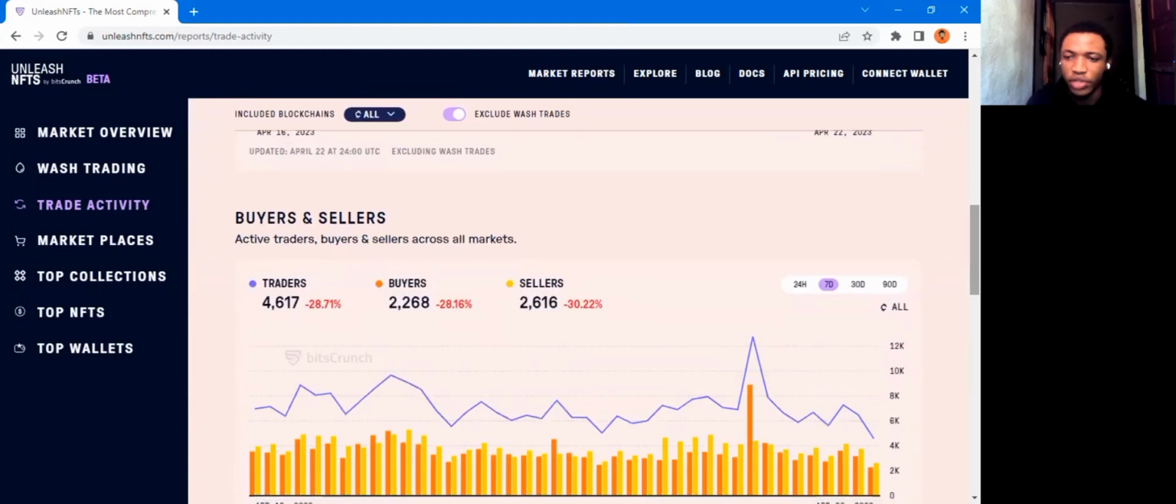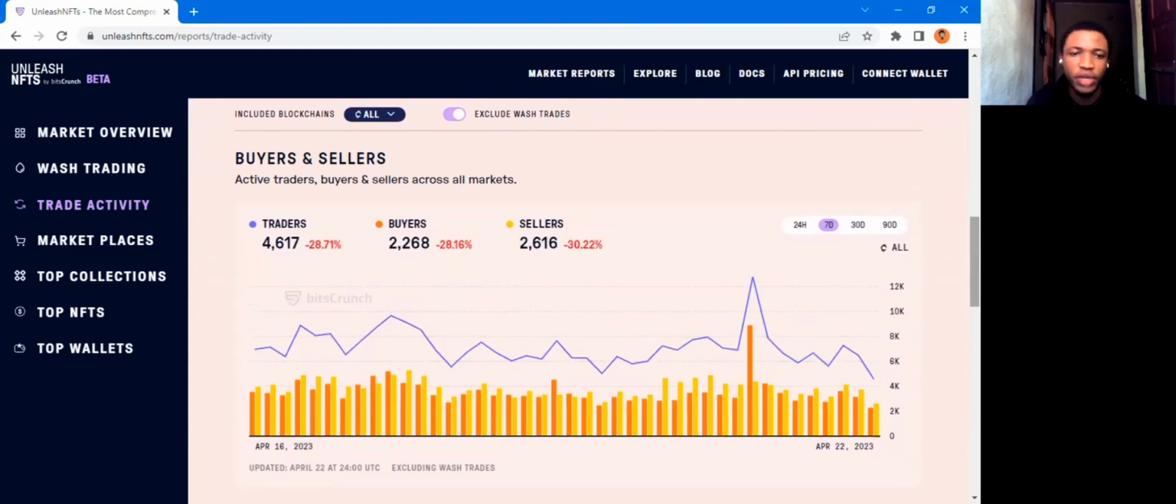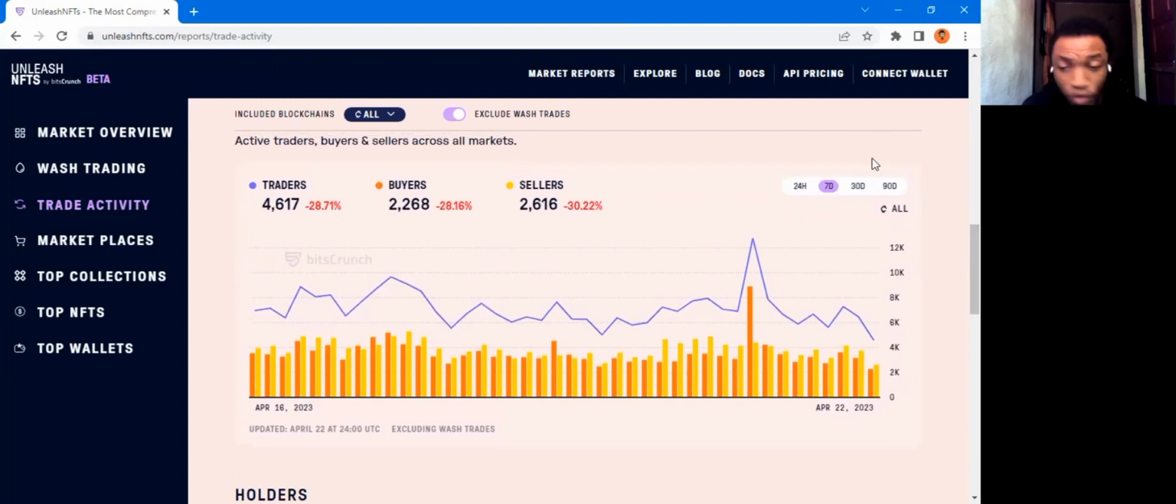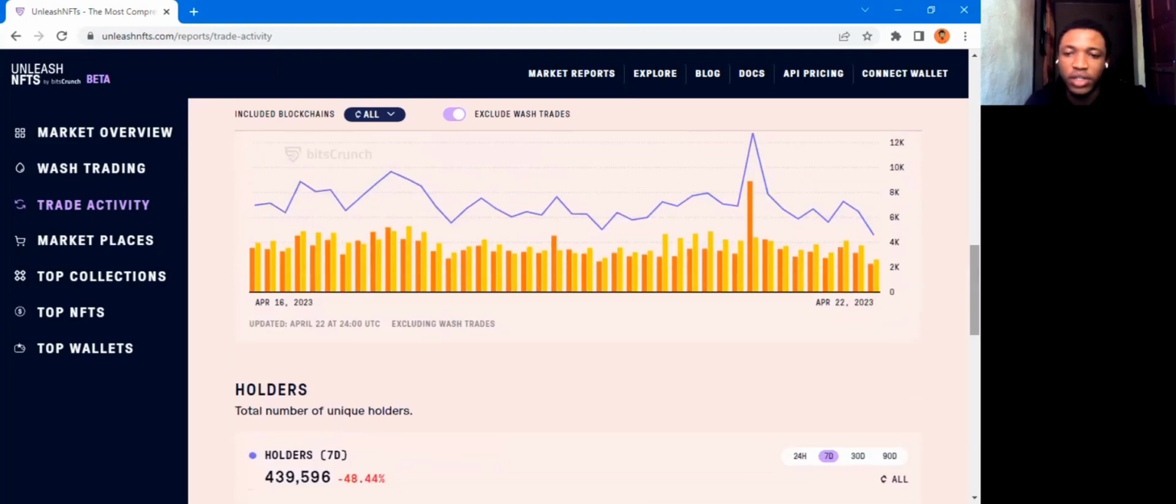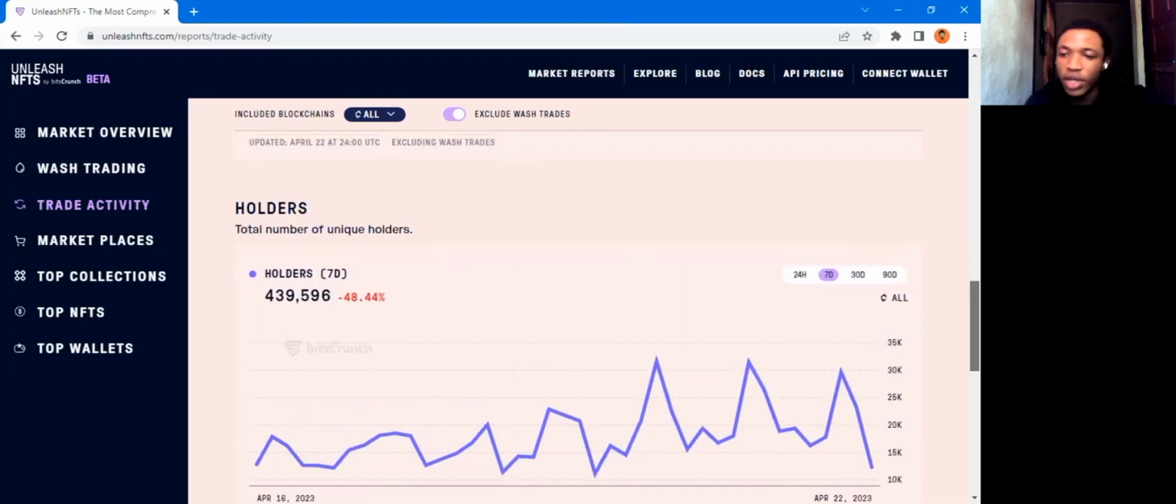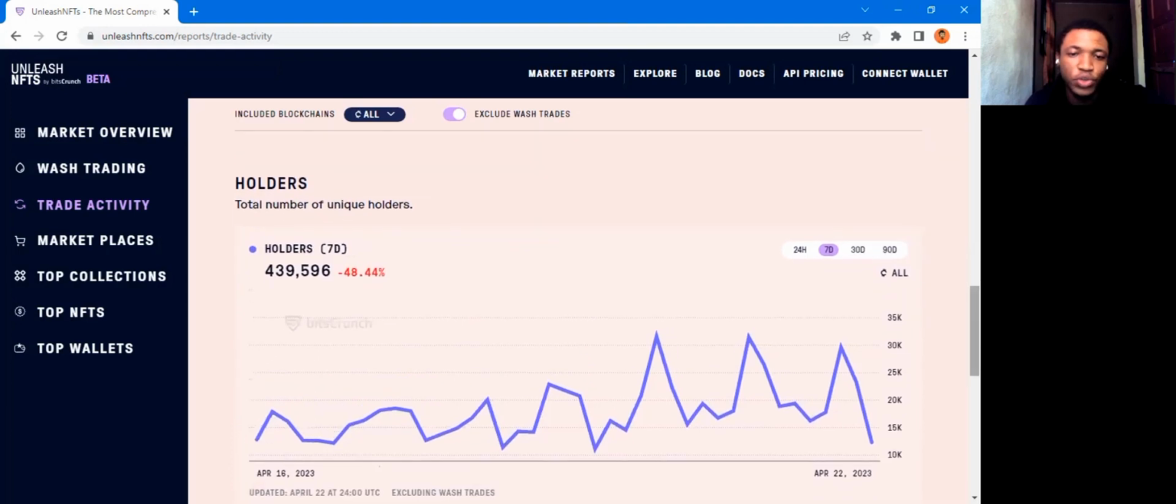Wow, that's a huge number. And then here we have the data for the buyers and sellers, that is the active traders, buyers and sellers across all markets. For traders, in the last 7 days, we've had 4,617 traders, 2,268 buyers, and 2,616 sellers. Wow. Okay. It's quite the number.